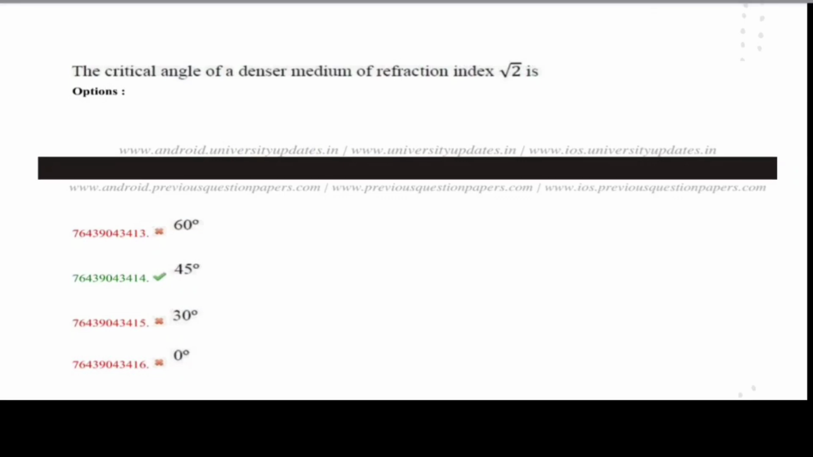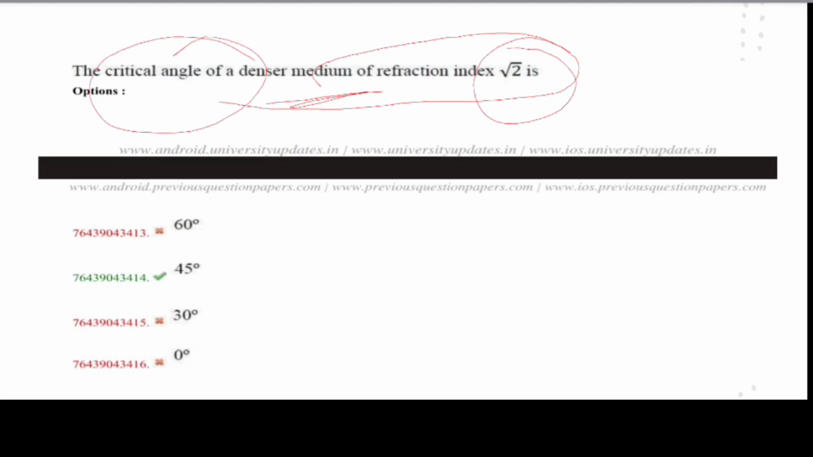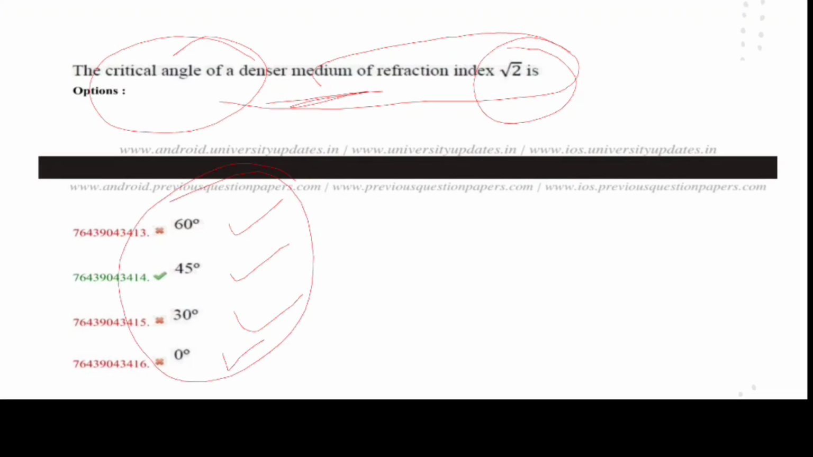Here the question is, the critical angle of a denser medium of refractive index √2 is. Here the refractive index √2 is given for a denser medium. He is asking what the critical angle is. Let's see the options. Option 1 60, option 2 45, option 3 30, option 4 0. These are all in degrees. Let's see the answer.